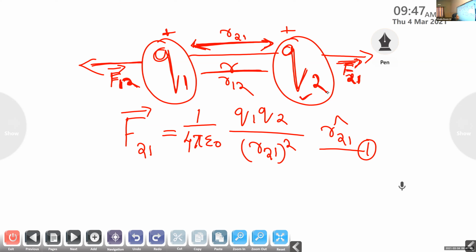Similarly, can you say what is the force experienced by the charge Q1? Can anyone say? What is the force experienced by the charge Q1?